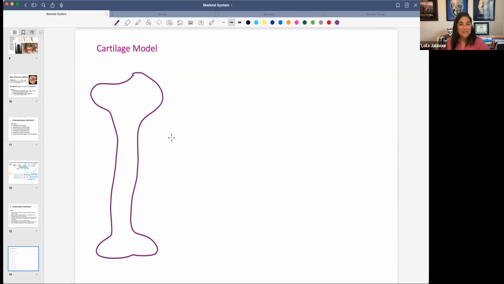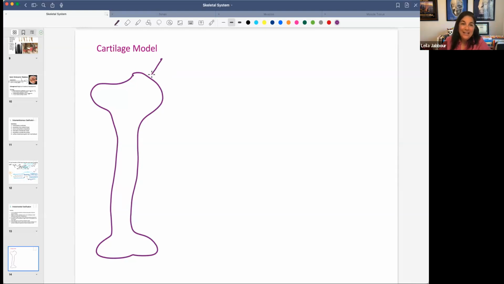It's a bit wonky. Cartilage model. This is like a rubber bone, the ones you buy for your dog. It's just all rubber, but it has the shape of the future long bone, and that's what's so cool, is that your entire skeleton was at one point all cartilage.